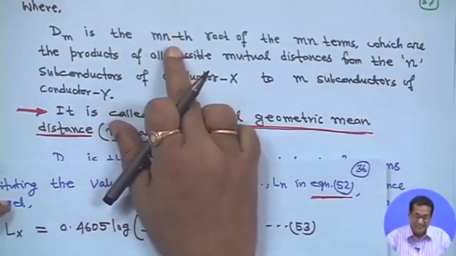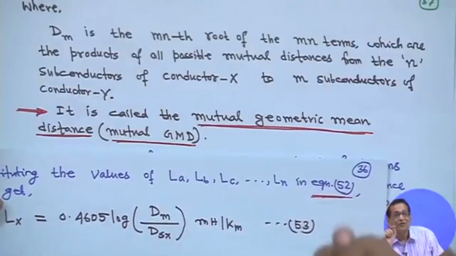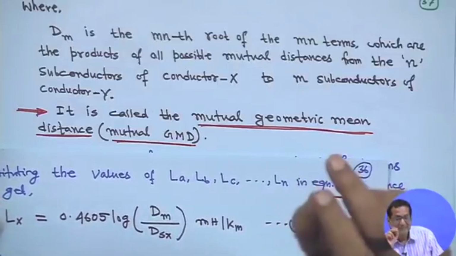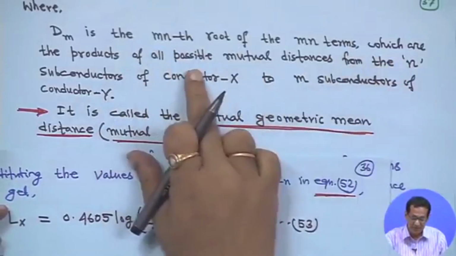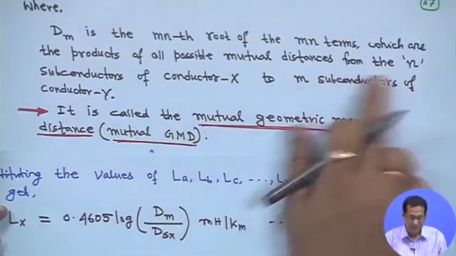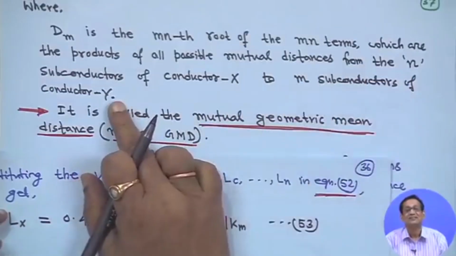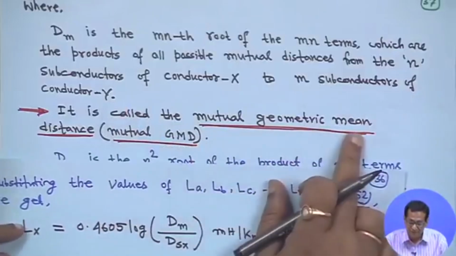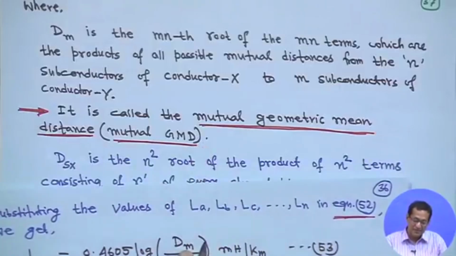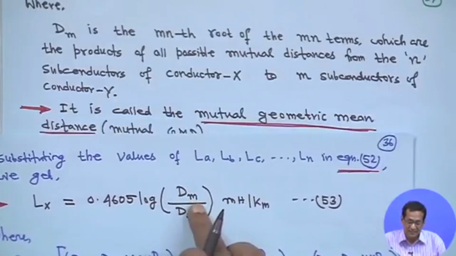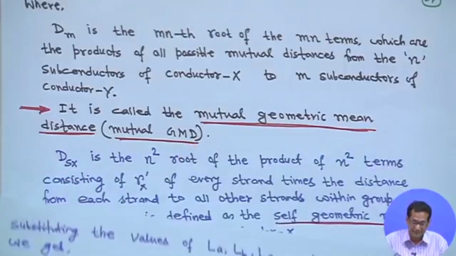So when it is mutual distances coming in, group X has n conductors and group Y has m conductors, so the total possibility is m into n. That is why Dm is the mnth root of the mn terms, which are the products of all possible mutual distances from the n subconductors of conductor X, that is group X, to the m subconductors of conductor Y, right. It is called the mutual geometric mean distance, that is mutual GMD. This Dm is called the mutual geometric mean distance, right. So called mutual GMD, right.